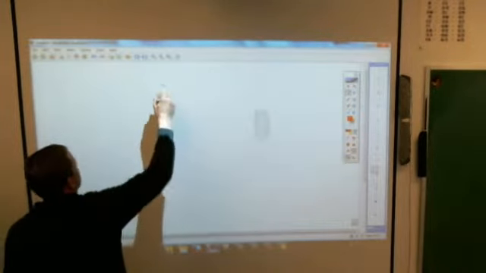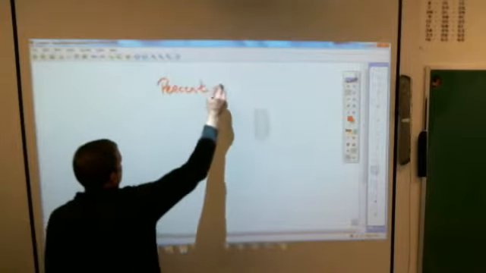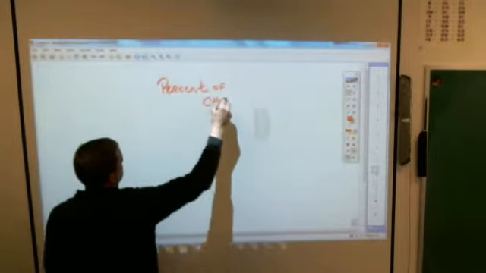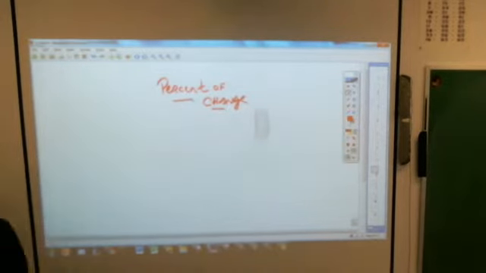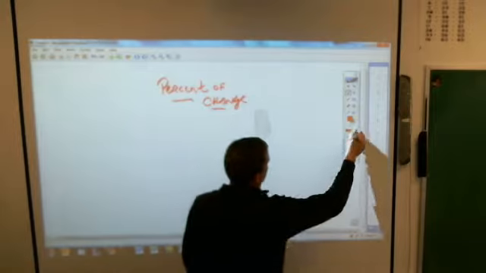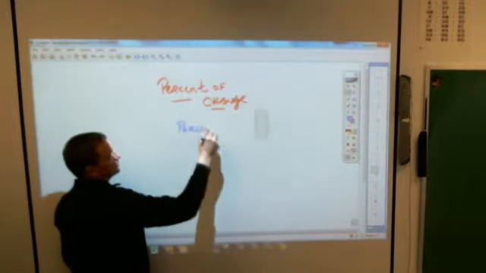Actually, and this one is percent of change. Percent of change. And guess what you'll do with this one? Once again, you will make percent boxes. Children.